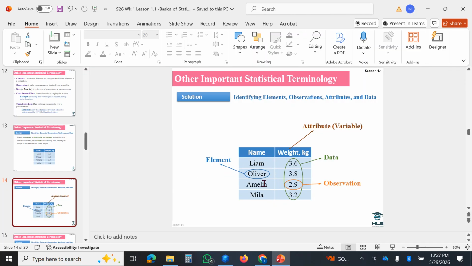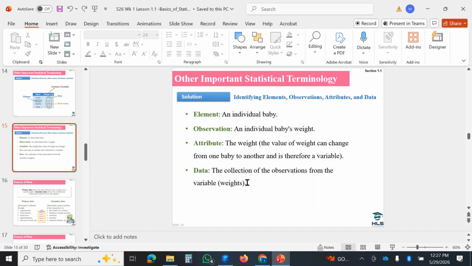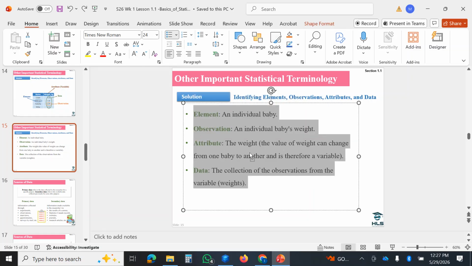An element in this case would be the individuals of study. An attribute, weight, height. And in this case it is the variable, because the variable can change and does change per individual. An individual data point, 3.6. The data set, and as well the observation. Somebody has to go and observe and take note that Amelia's weight was 2.9 kg. So again, there's the summary of what we just talked about. Good stuff.